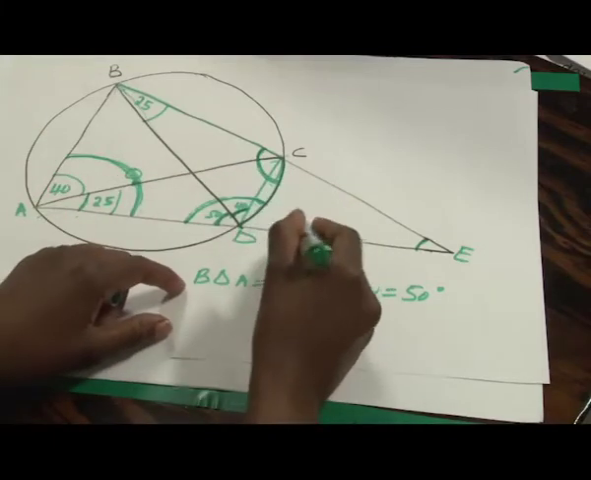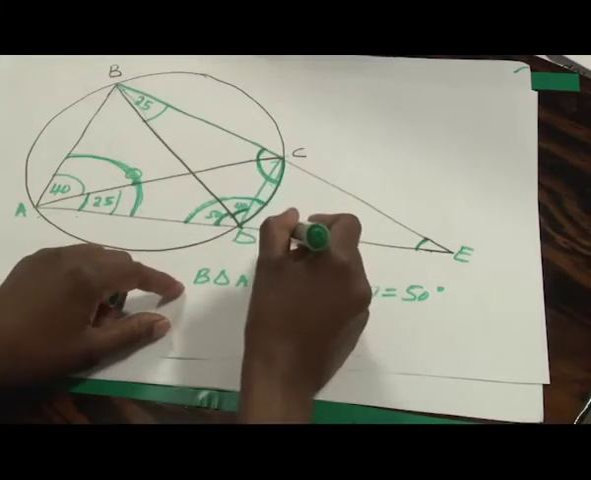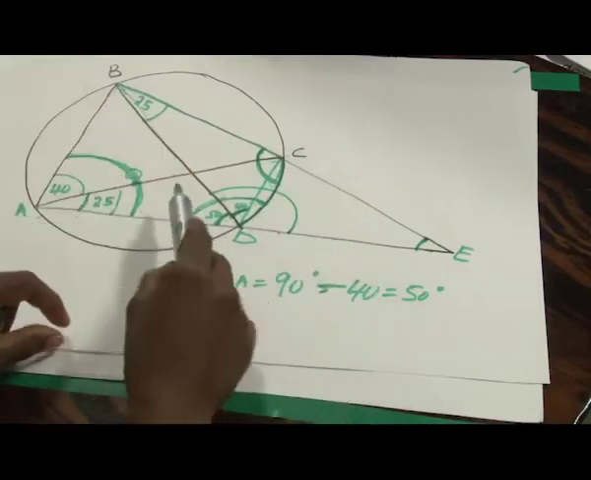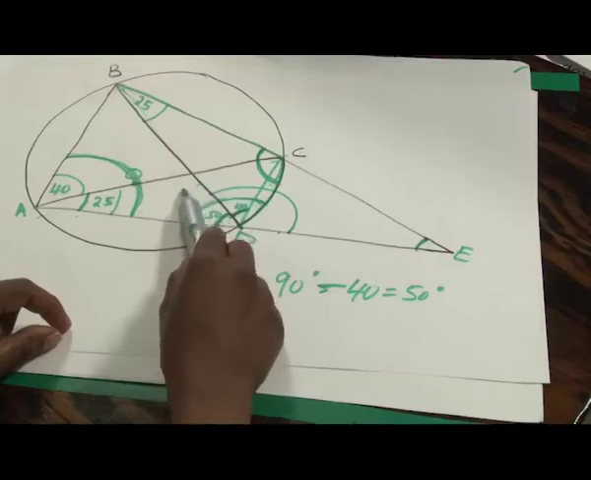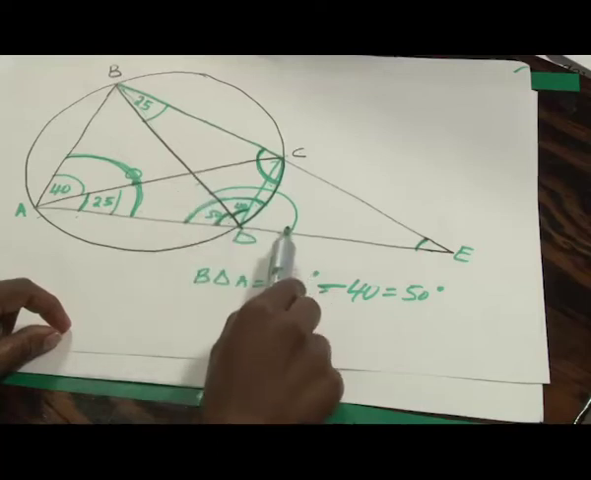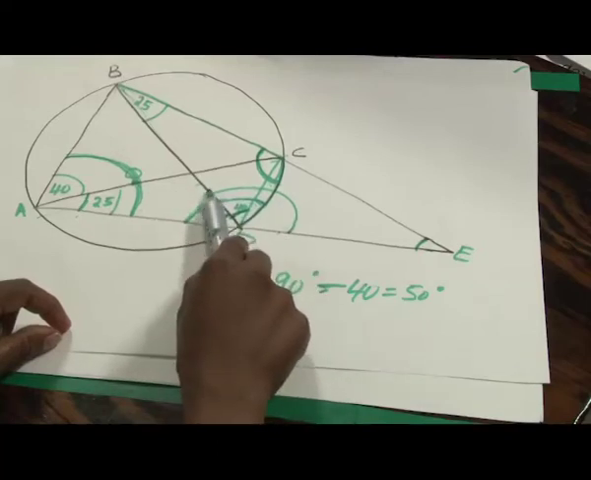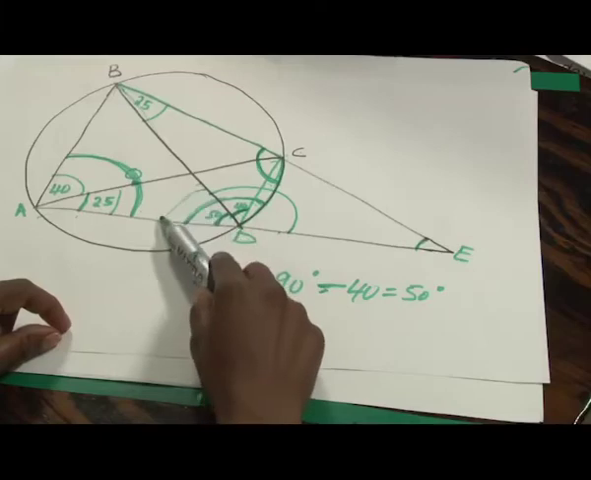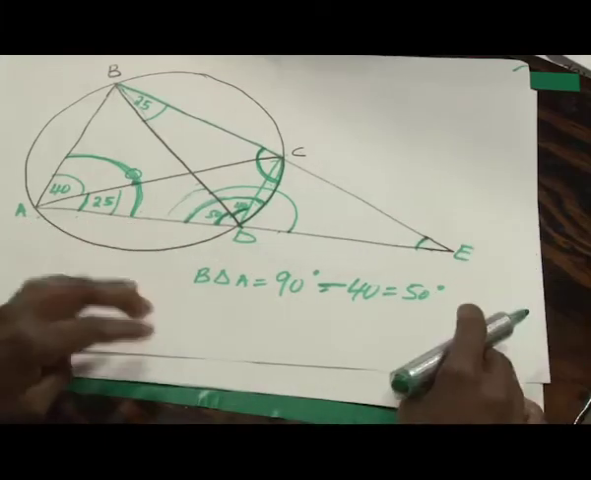My paper is messed up here, but I hope you can see. This angle is on a straight line with this angle. Therefore, this angle is simply 180 minus this angle, which we said is 50 degrees. Okay?